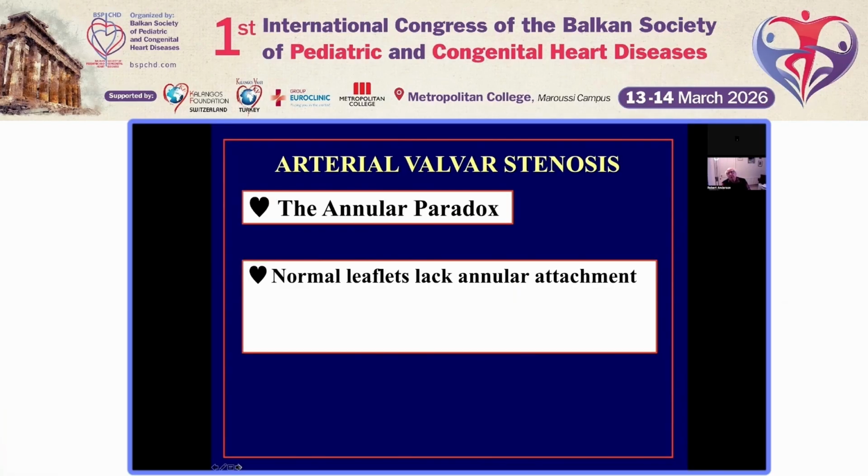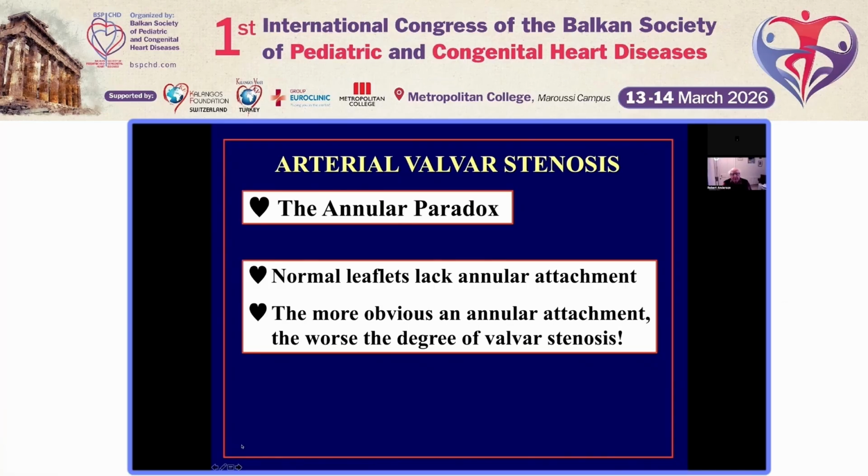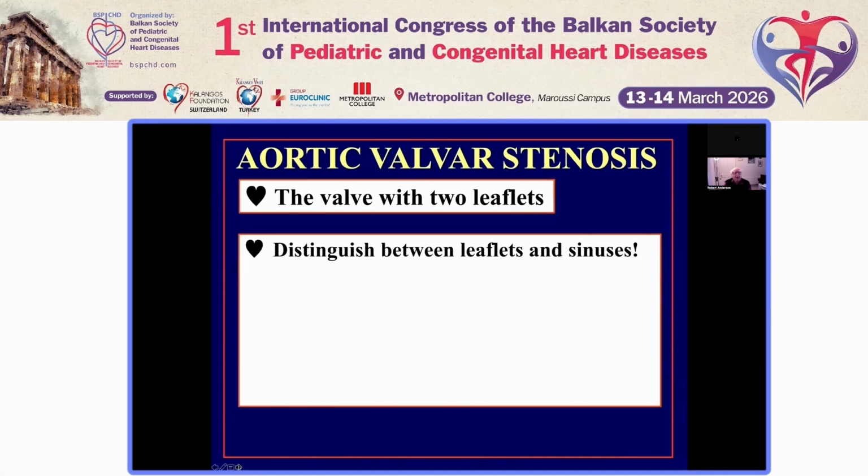And it produces what I have called the annular paradox. I've shown you that normal leaflets are attached in semilunar fashion, and so they lack an annular attachment. And the paradox is that the more obvious the leaflets are attached in annular fashion, the worse is the degree of valvar stenosis. And that can lead us back now to the valve with 2 functional leaflets.